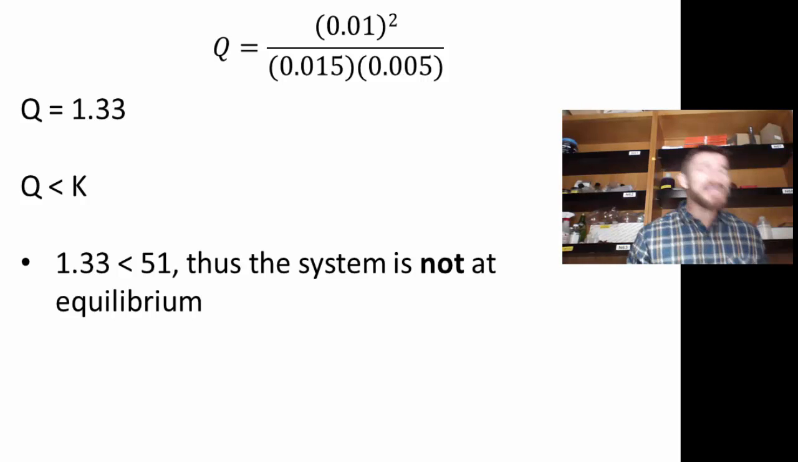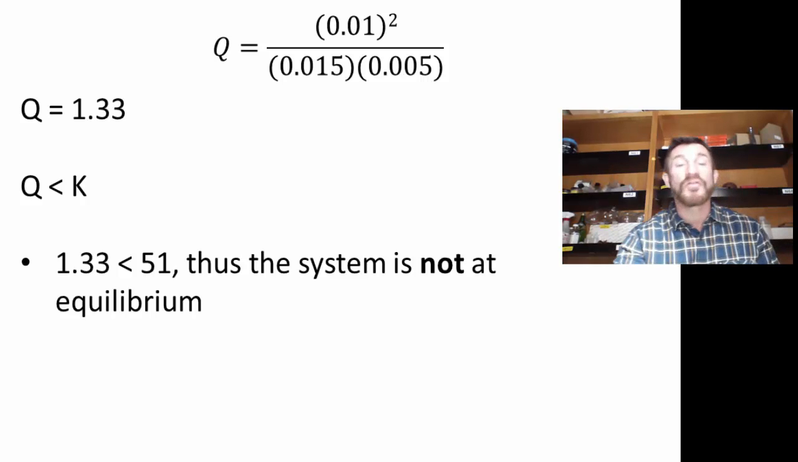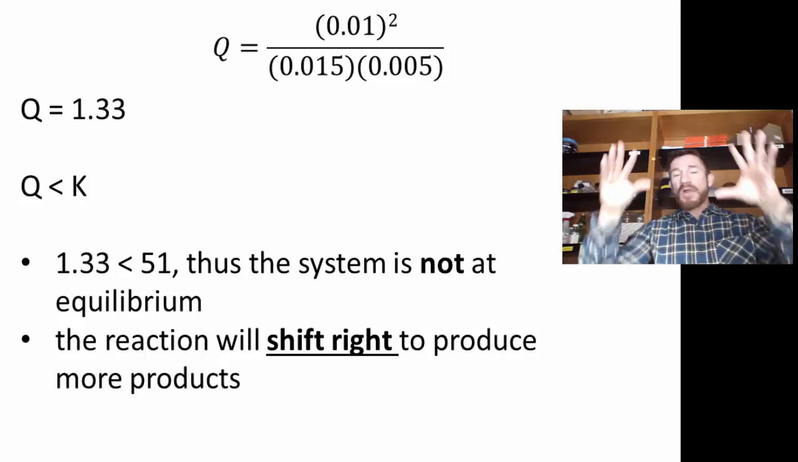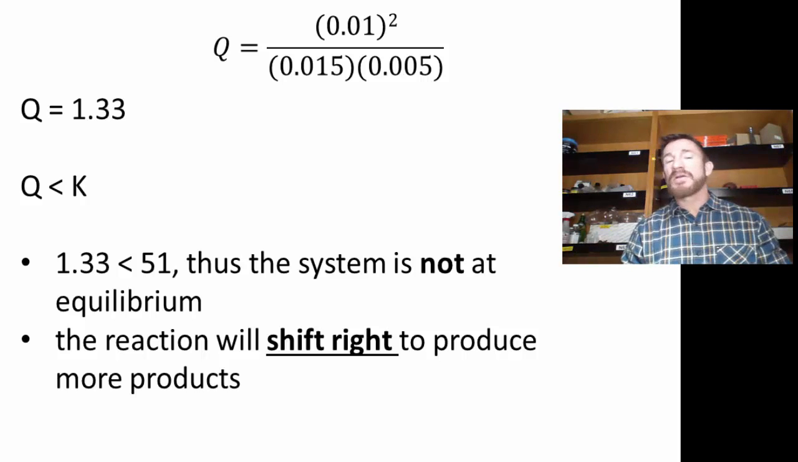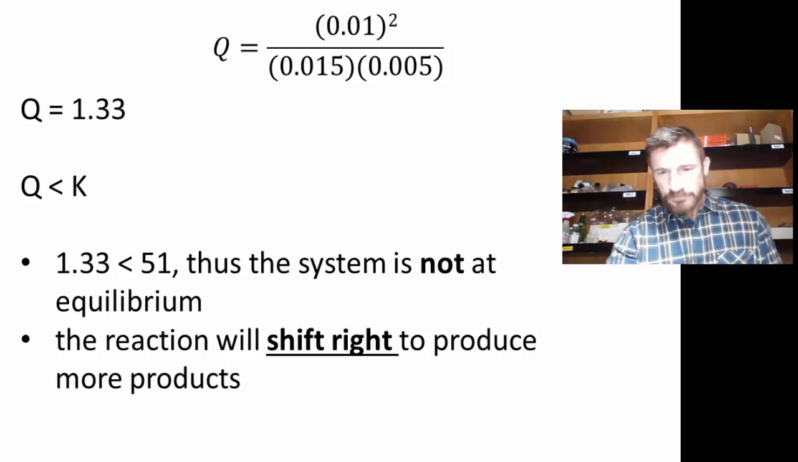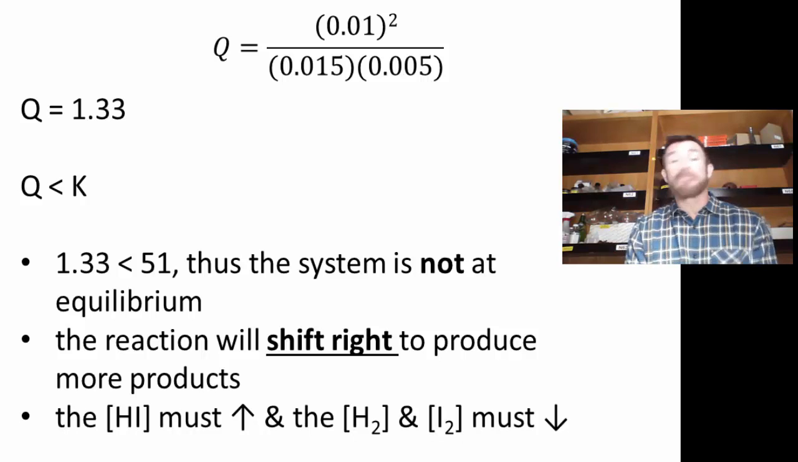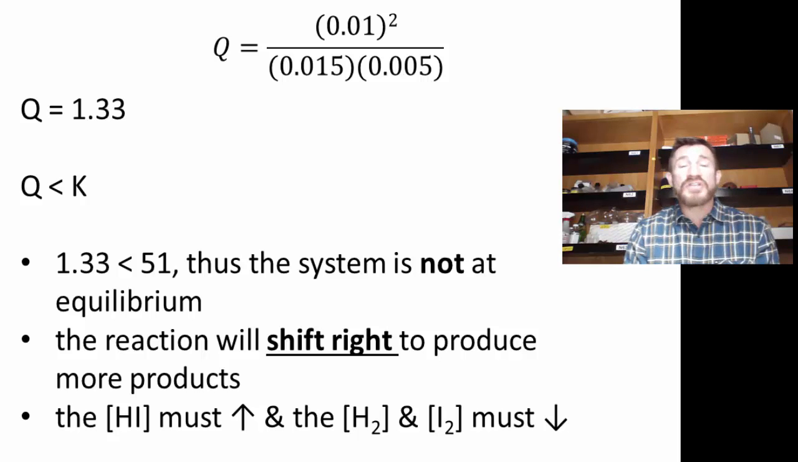So if Q is less than K, remember it's to the one side of the number line, it's going to shift to the right. So the reaction will shift to the right to produce more products and to also use up more reactants. So you're going to have a bigger number in the numerator, and the denominator is going to be, you're divided by a smaller number. So in the process, the concentration of hydrogen iodide must increase, and the concentration of hydrogen and iodine both must go down. So this is a good example of a Q problem.